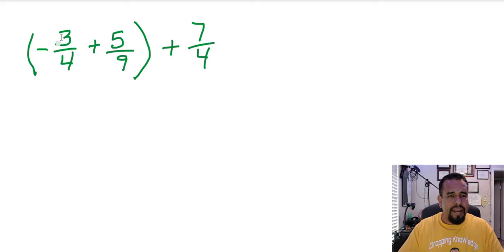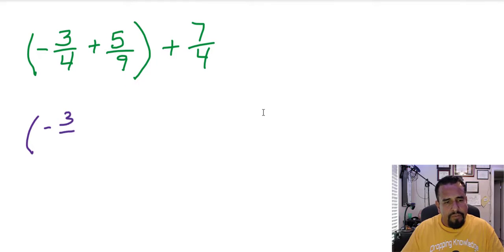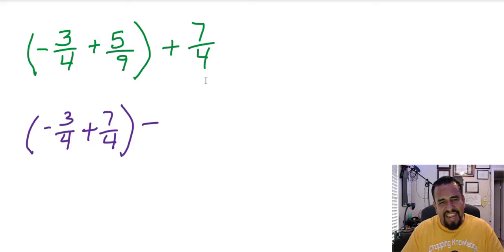So let's go ahead and write this fraction down, since this one has a denominator of 4 and this one has a denominator of 4. So I'm going to mess with those first. So here we have negative 3 over 4 plus, because of this plus sign, 7 over 4. I'm going to do those first, and then I'll bring over the 5 over 9.